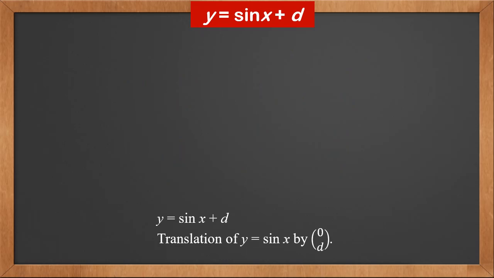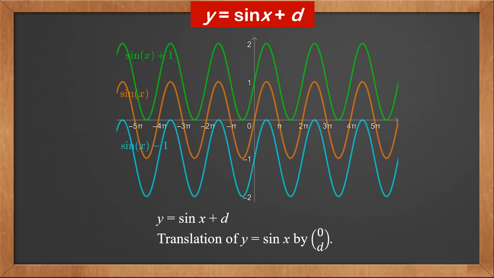y = sin x + d is a translation of y = sin x by vector (0, d). These are the graphs of sin x + 1 and sin x - 1. When it's plus 1, the graph moves up by 1. When it's minus 1, the graph moves down by 1.